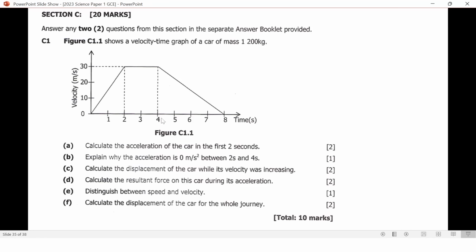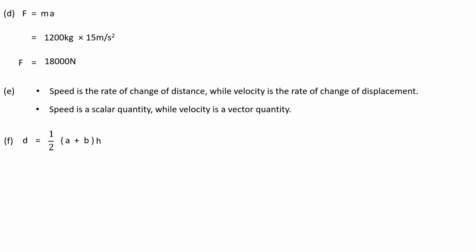So from here to here it is 4 minus 2, it is 2. Then from here to here it's 8. From here to here it's 30. So we'll come back and change. So equals half, open brackets, 2 plus 8, close brackets, then H is 30. So if you evaluate everything here, your answer will be 150 meters.